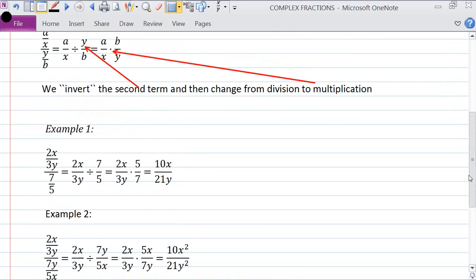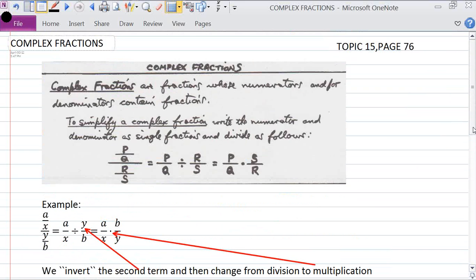Now, as I said, a lot of these examples don't involve rational expressions, but rational polynomials, but we're going to see this in the next video. So this completes our introduction to topic 15.